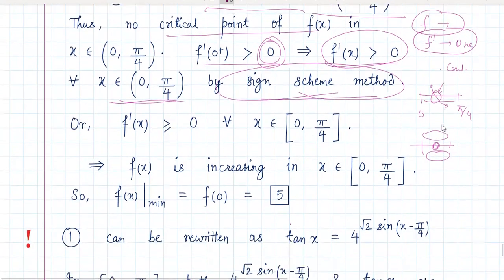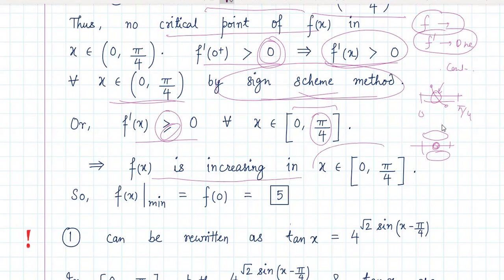So we can say that f prime x would be greater than or equal to 0 for all x in the closed interval 0 to pi by 4, because at pi by 4, if we find the derivative, it can also come out to be equal to 0, as we can see. But nonetheless, doesn't matter, even if it is greater than or equal to 0, it is still going to be an increasing function in this particular interval.